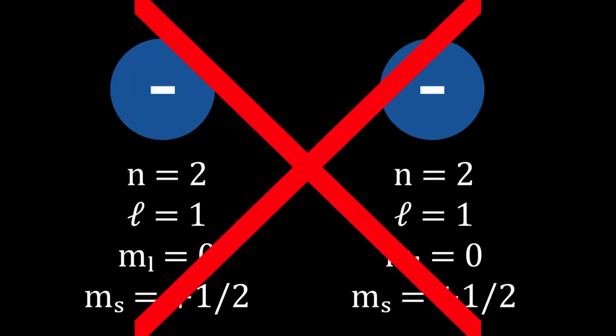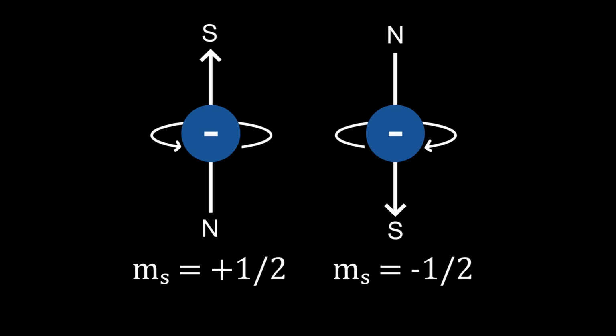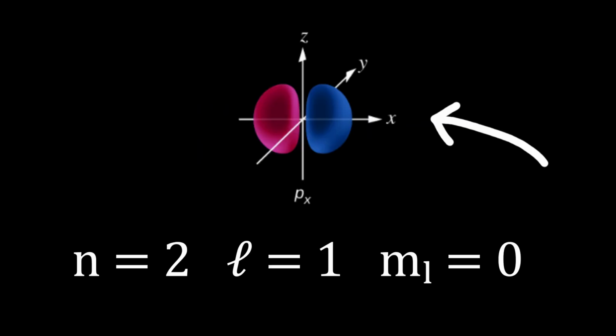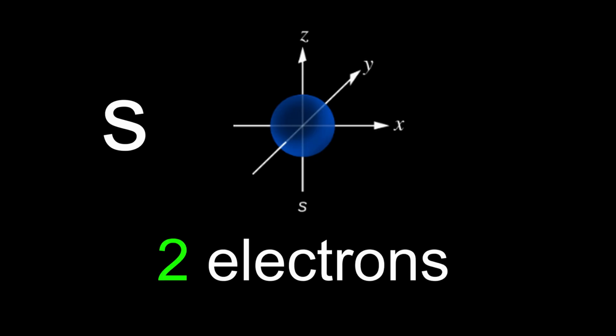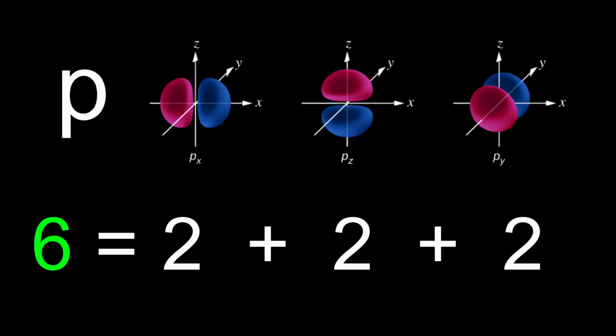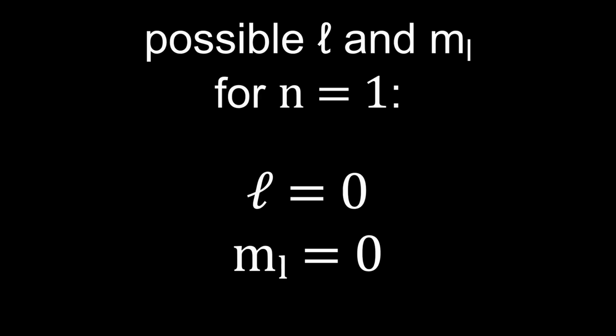The last quantum number describes an intrinsic property of electrons called spin, which can have 2 values. Some guy named Pauli said 2 electrons can never have the exact same quantum numbers inside one atom. Since ms can only have 2 values, every orbital defined by n, l, and ml can hold a maximum of 2 electrons with opposite spin. Therefore, the s subshell can hold 2 electrons, the p subshell can hold 6, d can hold 10, and f can hold 14.